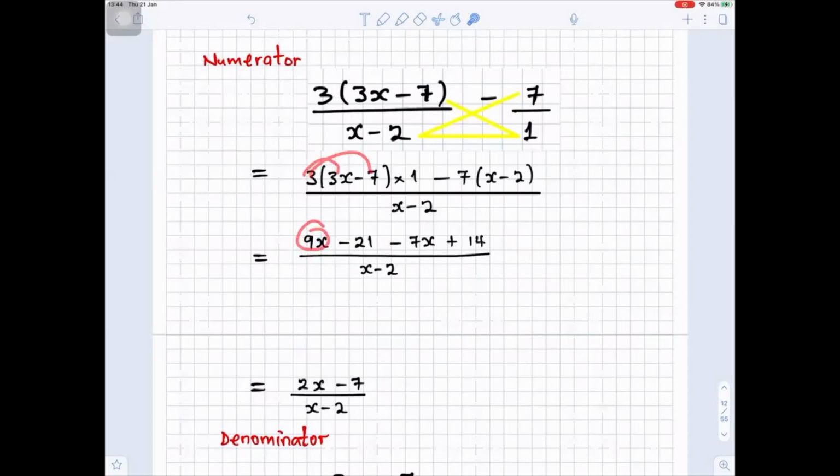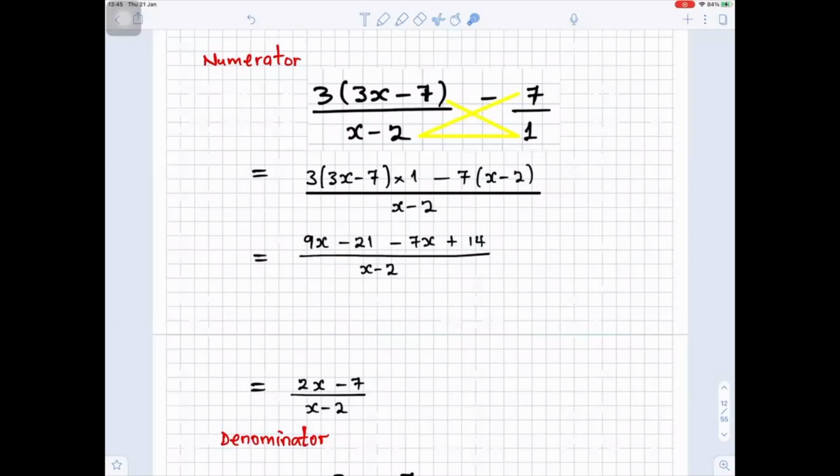3 times minus 7 will give you minus 21. Minus 7 times x will give you minus 7x. And minus 7 times minus 2 will give you plus 14. So 9x minus 7x gives you 2x. Minus 21 plus 14 gives you minus 7, over x minus 2.